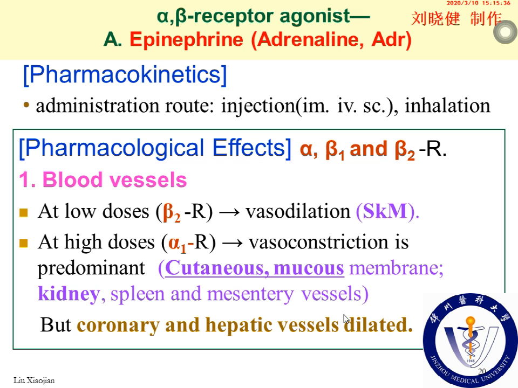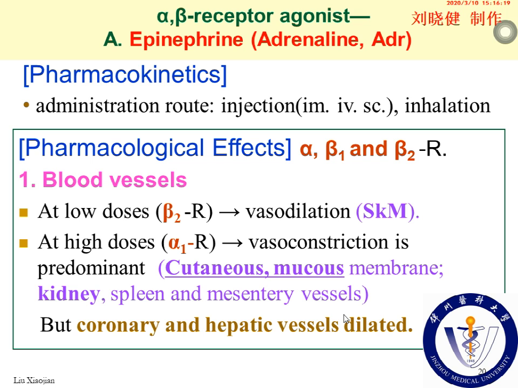When it is used at high doses, alpha-1 receptor also can be activated, inducing vasoconstriction. This result is predominant, especially in cutaneous, mucous membrane, and kidney blood vessels, even spleen and mesentery vessels. These blood vessels contract because of activation of alpha-1 receptor. But usually coronary and hepatic vessels dilate.